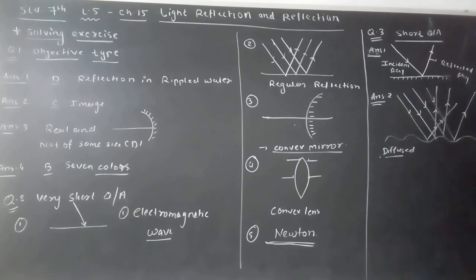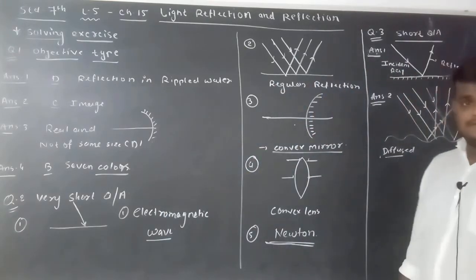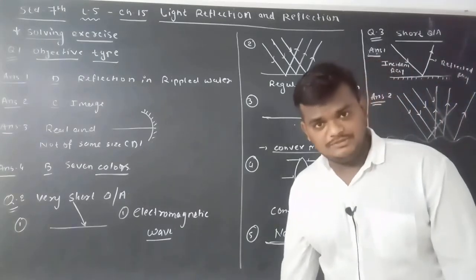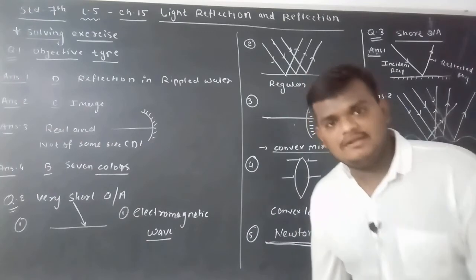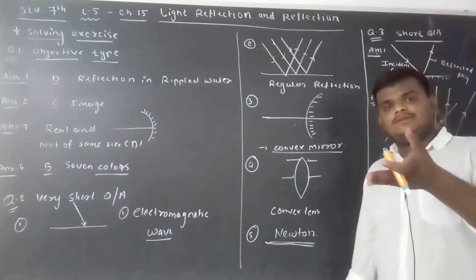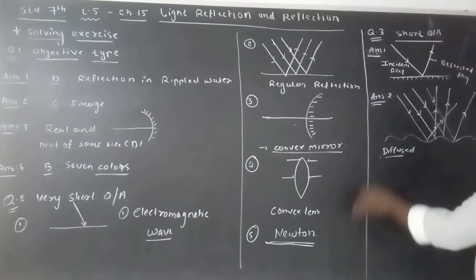So I am again repeating here, when the parallel beam of light strikes on an irregular surface of an object, it gets reflected in all the directions. This type of reflection is considered as a diffused reflection.